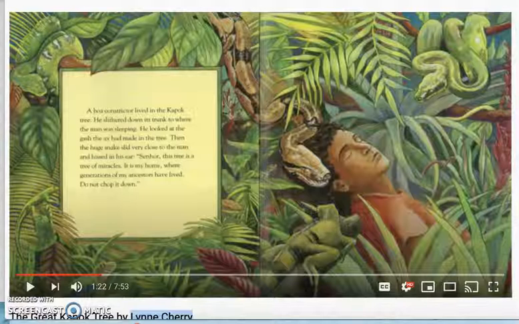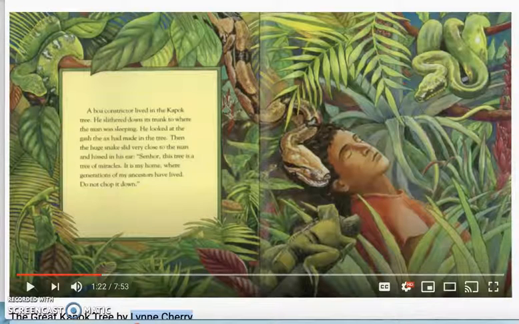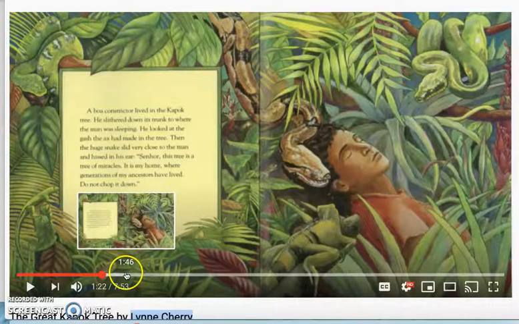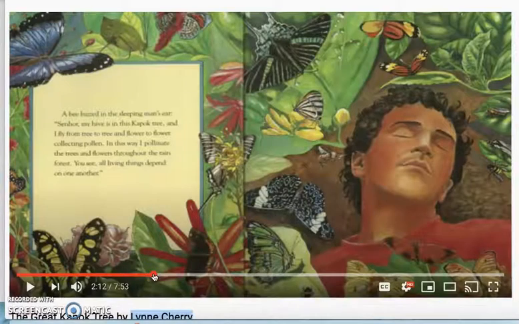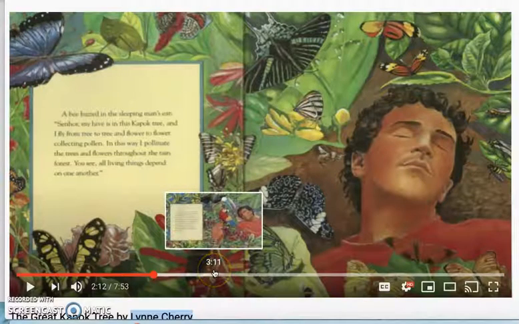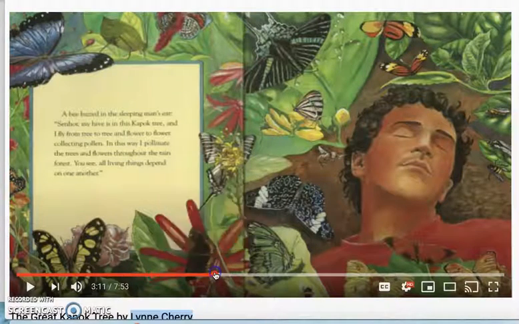So here we have the snake, and he's explaining to the man that this is his home and his ancestors have lived there for generations, and if he chops it down, he will be without a home, and so will the snake's future children. Here we see that the flowers grow on the trees, and the butterflies are telling the man that they pollinate the trees and the flowers, so if they cut down the tree, the rest of the rainforest depends on that tree for pollination. So that's another place where the author is showing that the animals depend on it.